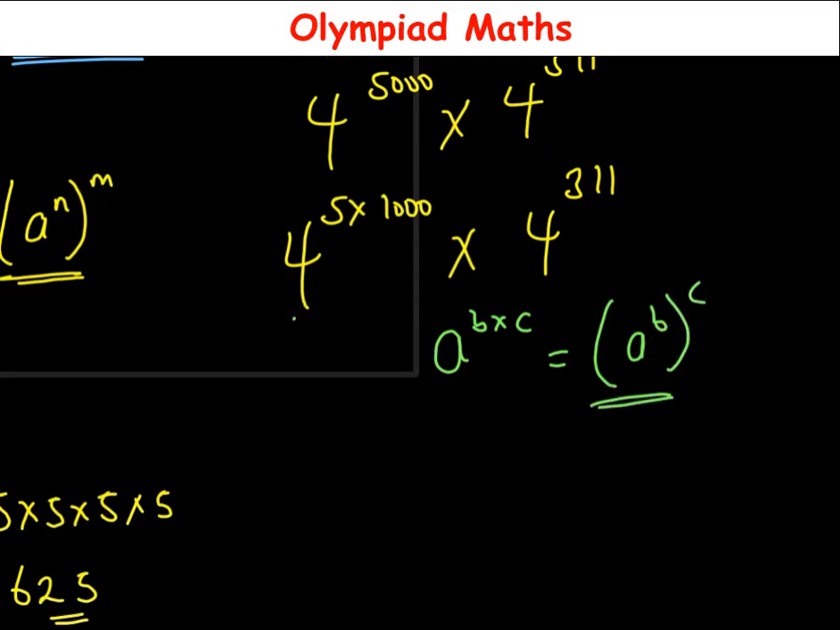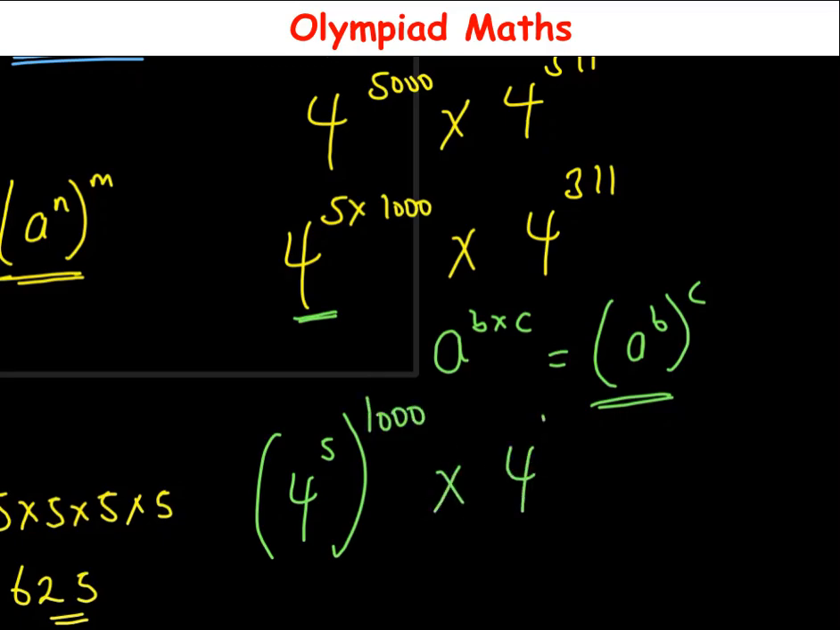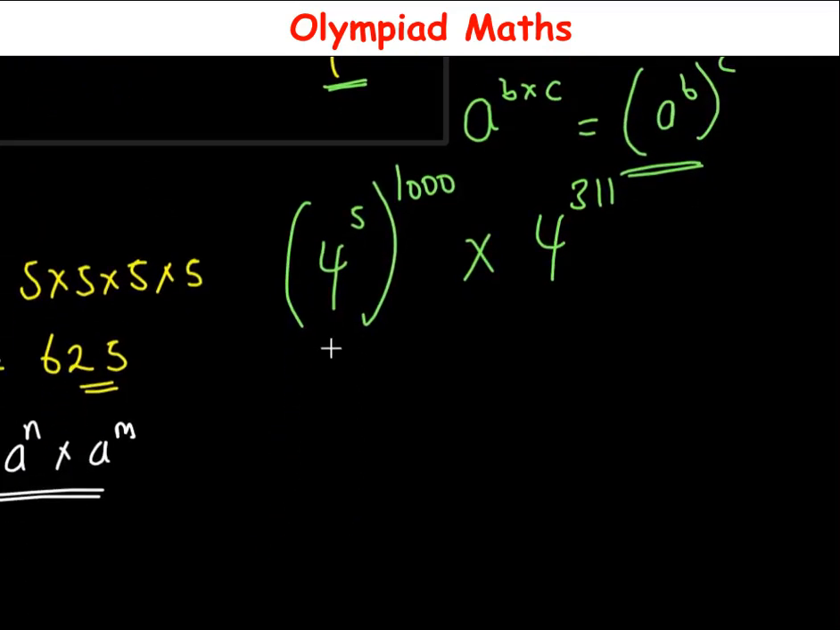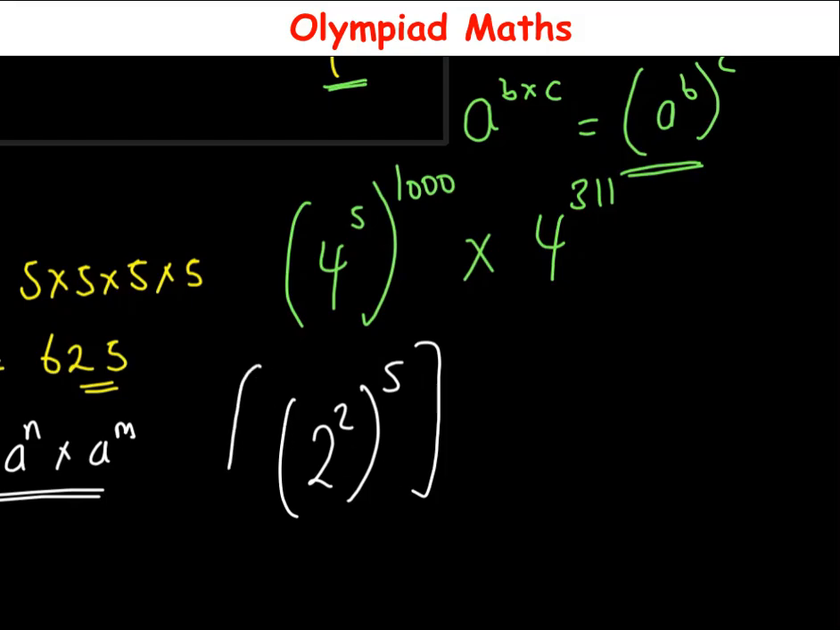Applying this rule right here, this becomes in bracket 4 raised to power 5 all raised to power 1000 times 4 raised to power 311. So with this, we can still simplify this further. Don't forget that 4 is 2 raised to power 2, then all power of 5, and this is raised to power 1000, then times 4 raised to power 311.